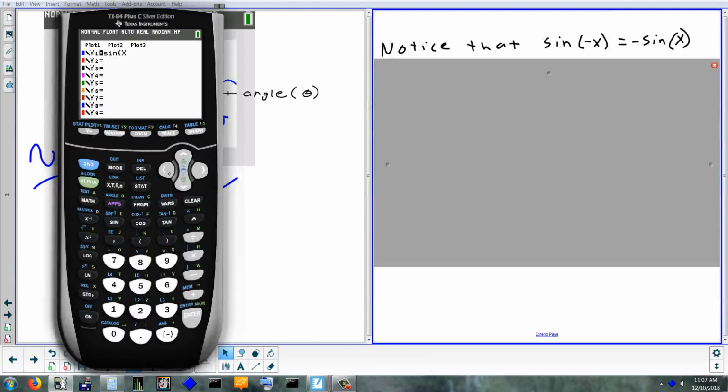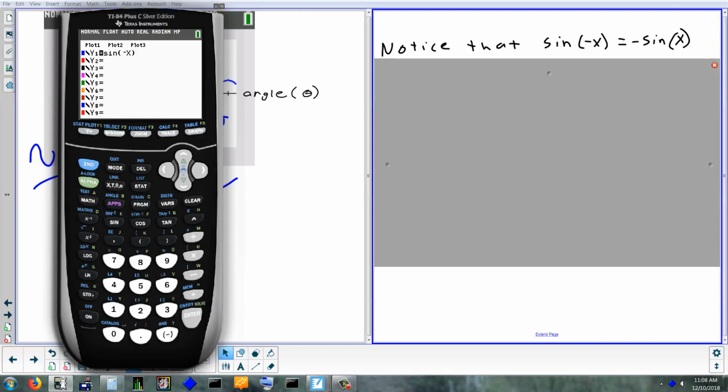Now, from a transformation perspective, what happens when you put a negative either in front of the x or out in front of the function? Negatives cause a graph to do what? Yeah. Flip or reflect. When you have it inside, that's all your horizontal stuff. That's a horizontal reflection. When you put it outside, that's a vertical reflection.